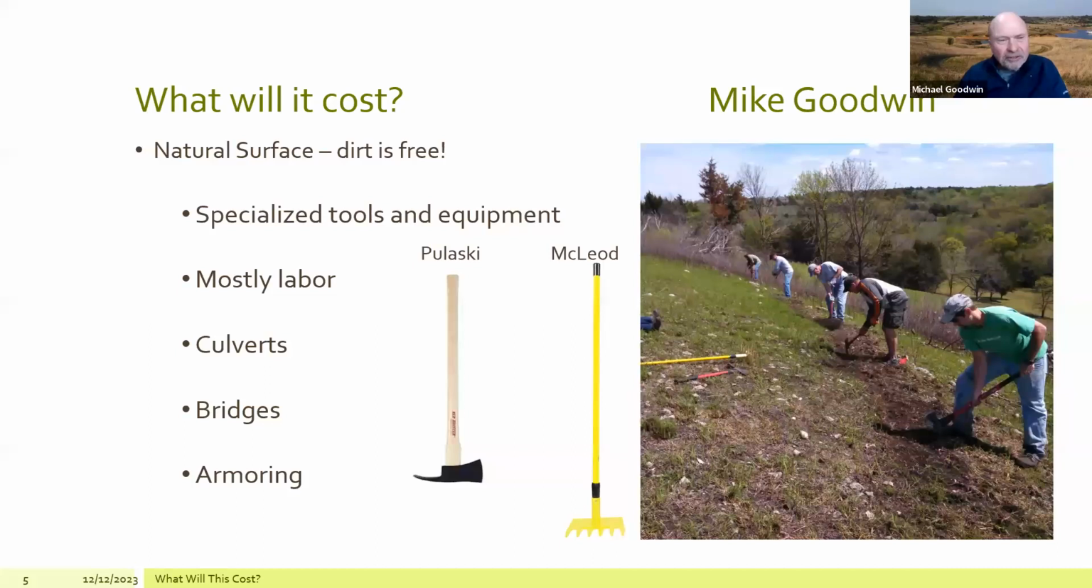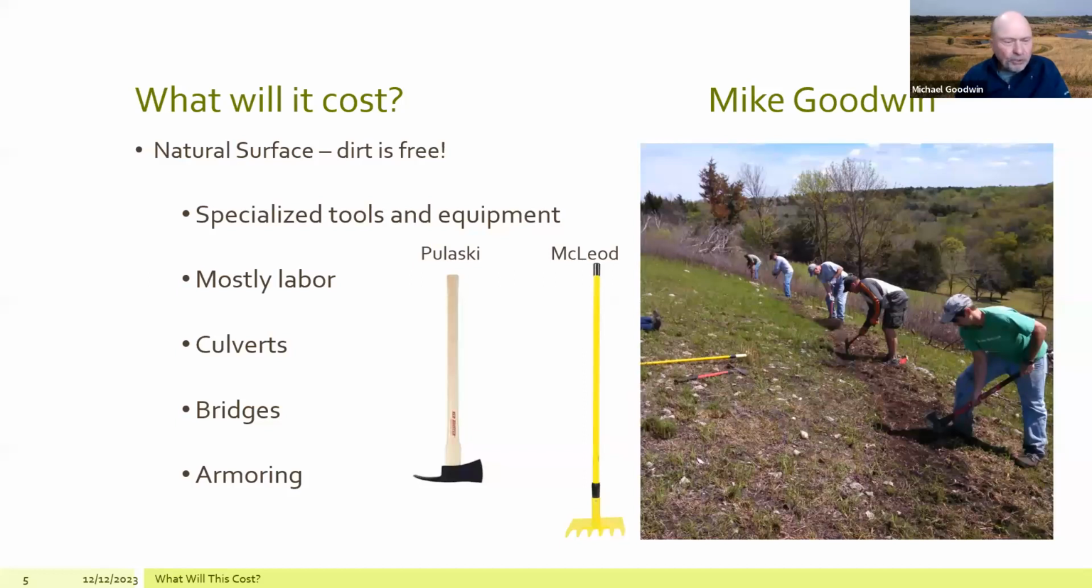So let's talk about the natural surface first. Natural surface, as I said here on the slide, dirt is free, but it requires much labor. And that labor actually relies upon some specialized tools and equipment. A Pulaski and a McLeod there you see are the chief digging tools. Those are the kind of things that need to be purchased if you're going to build a trail.